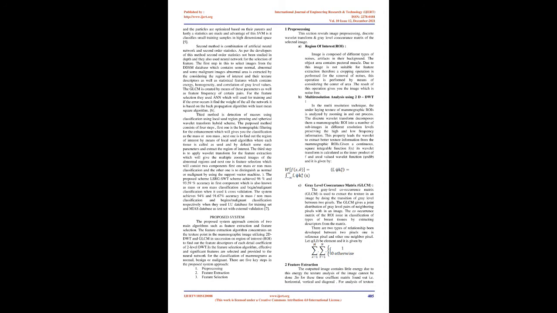The second method is a combination of artificial neural network and second-order statistics. As per the developers of this method, second-order statistics have not been studied in depth, and they also used a neural network for the selection of features.